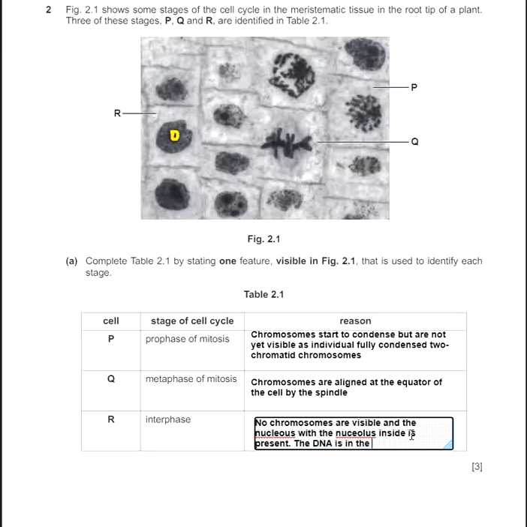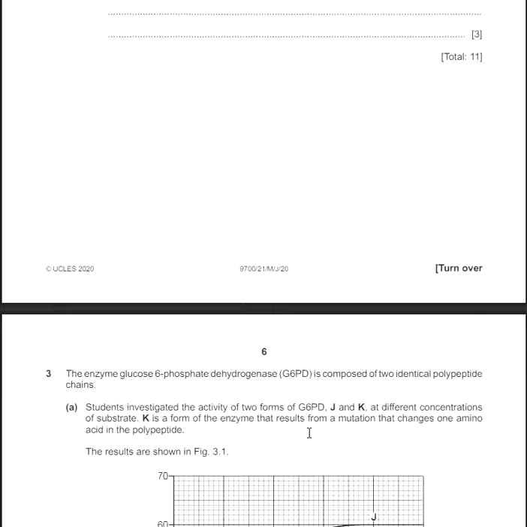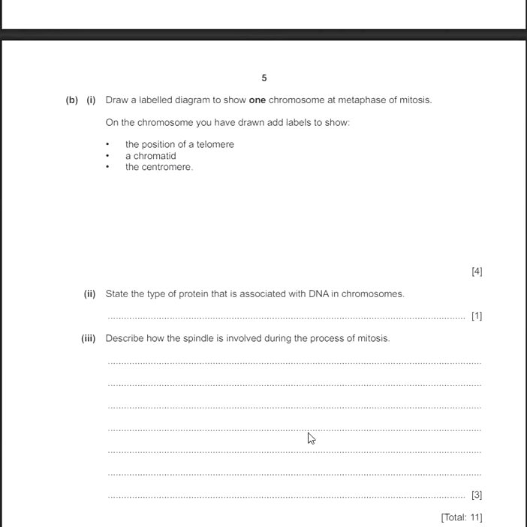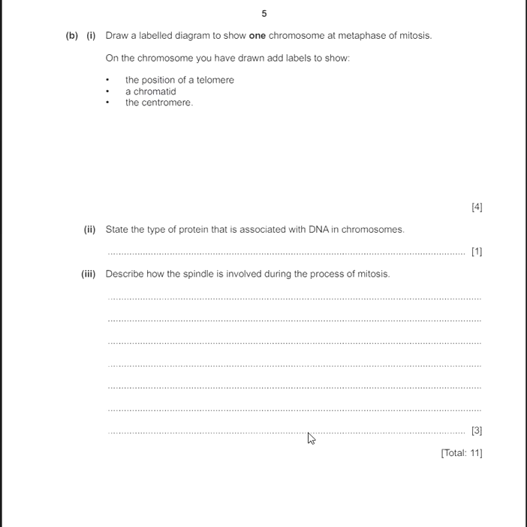The DNA is in the form of uncondensed chromatin. Okay, that is more than enough detail to complete the table. What more do we have here? Okay, let's finish that page in the screencast and continue with question 3 and 4 in the next presentation.